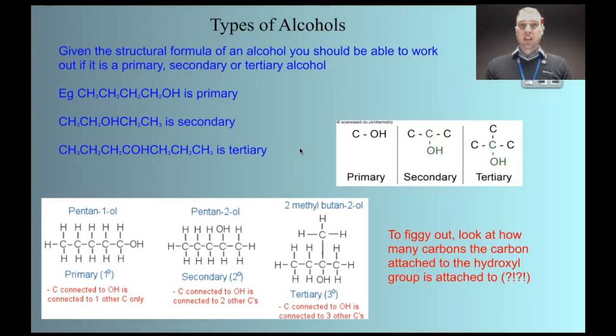So we're going to look at two tests and how we can use them to distinguish between primary, secondary, and tertiary alcohols. So primary alcohols, just revision. Primary alcohol, the hydroxyl group is attached to a carbon that's attached to one carbon, or a hydrogen in the case of methanol. Secondary alcohols, the carbon that the hydroxyl group is attached to is attached to two carbons, and in tertiary, the carbon that's attached to the hydroxyl group is attached to three carbons.